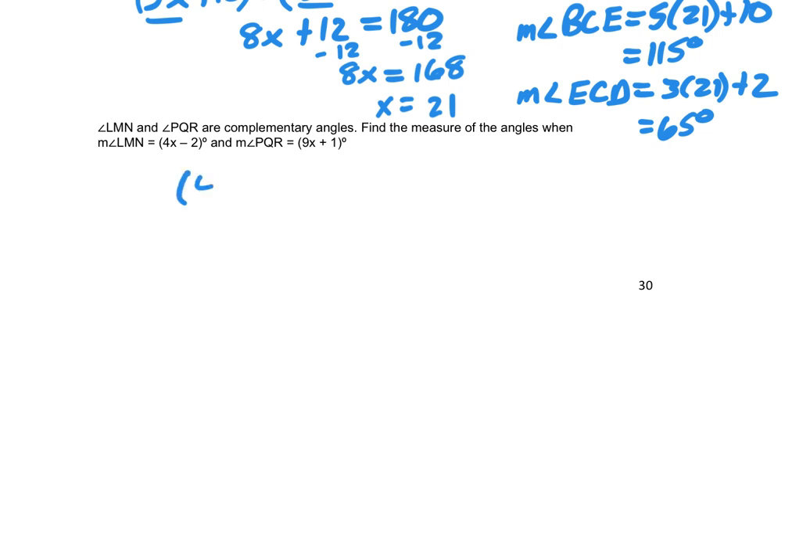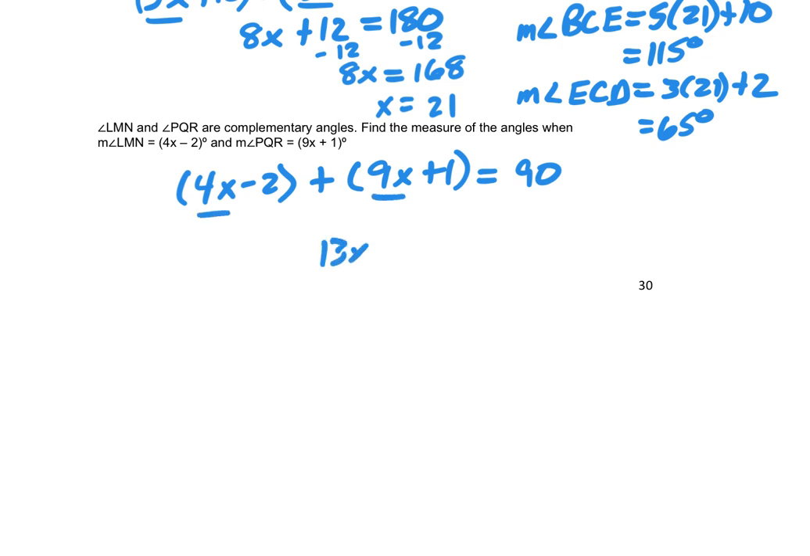So kind of like we did on the last one, we're going to do 4x minus 2 plus 9x plus 1 equals 90. Just got to make sure we're using the right total. And once again, a lot of the solving is very similar here. We've got 13x. Negative 2 plus 1 would be minus 1. Really watch your signs. Signs are going to be probably the thing that throw us off the most here. Add 1 to both sides.